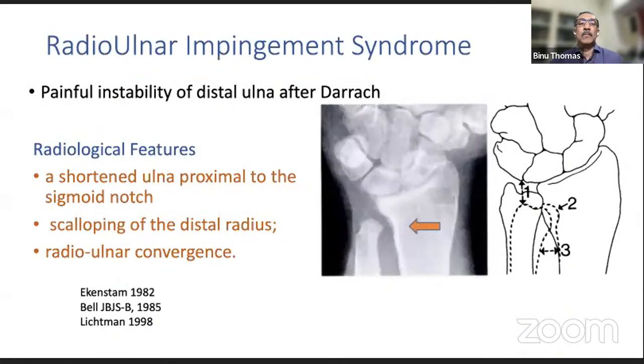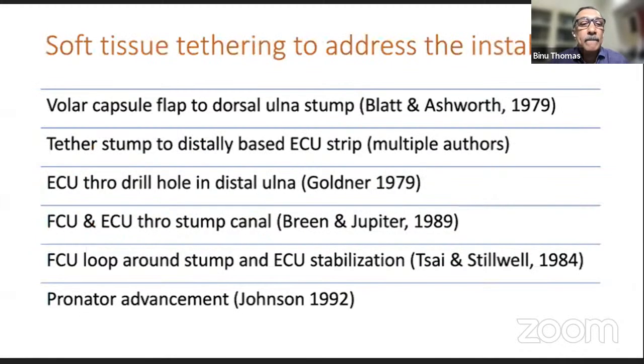Now, there is a problem with distal ulnar excisions or the DRA procedures, especially in the Western literature. You see this condition, radioulnar impingement syndrome. It's a painful instability following excision, and it is classically characterized by a short ulna proximal to the sigmoid notch, with a scalloping on the distal radius, as you can see where the arrow is pointing, and convergence of the radius and the ulna.